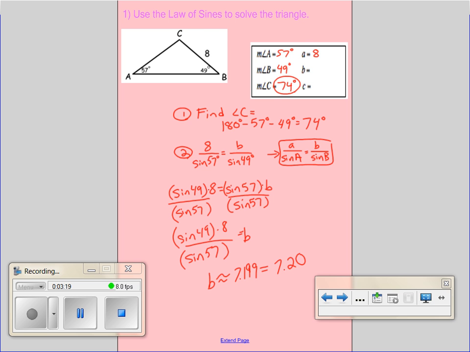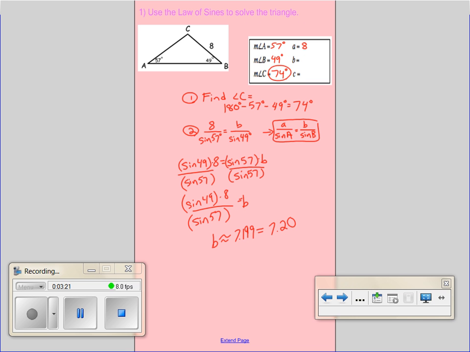That's side little b. And now to find side little c, we would set up the law of sines again, but this time we need to use the c family. So this time we're still going to use a, because we know it. a over sine A equals, now we're going to do c over sine big C. So the first fraction is the same. 8 over sine 57 is equal to c over sine of angle C, which we found was 74.